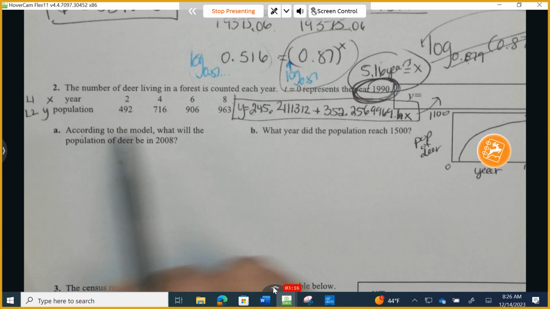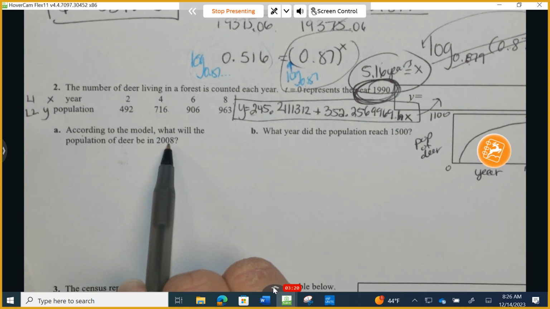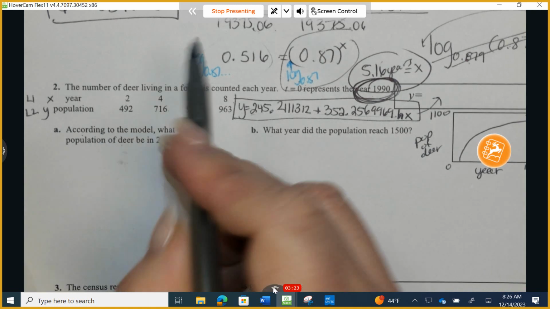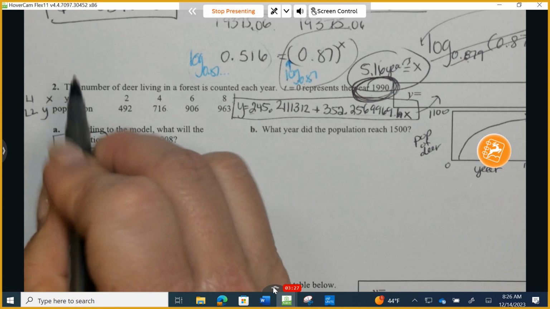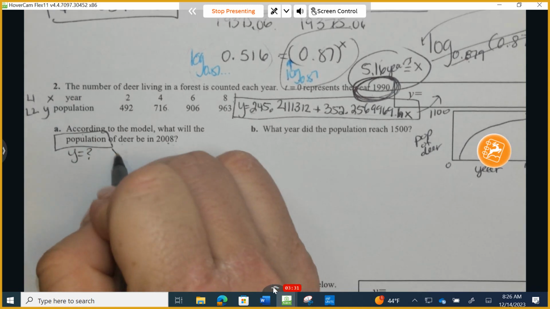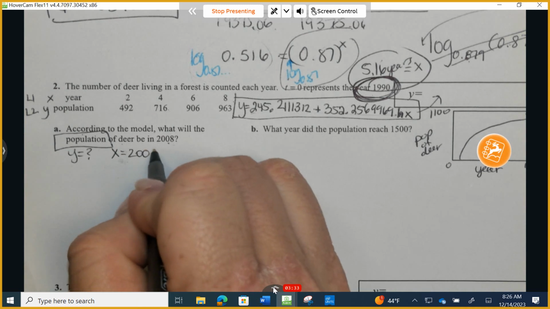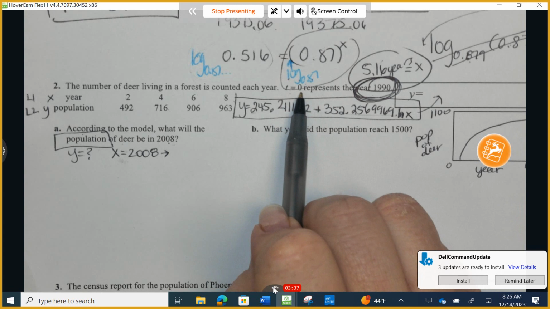Part A, according to this model, what will be the population of the deer in 2008? So I need to take this 2008. I want to know what is the population. I'm going to box it in. Population is the Y. I don't know the Y. That's what I want to try to achieve. And the X says 2008, but I need to rewrite 2008. I need to write it in terms of the T's.